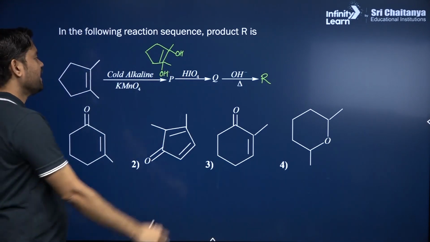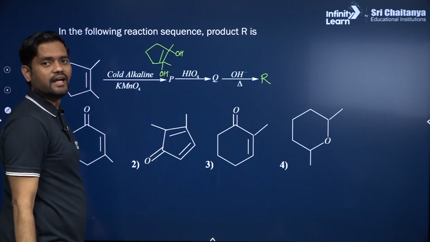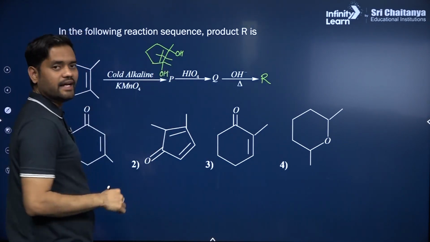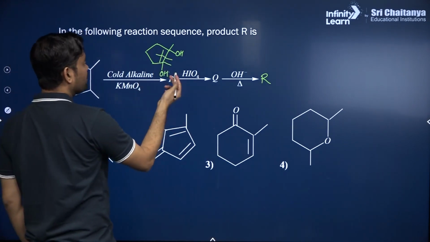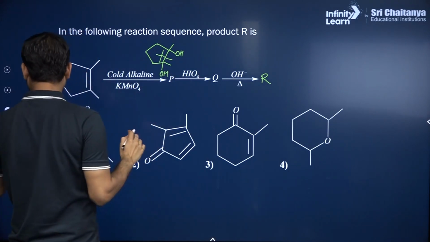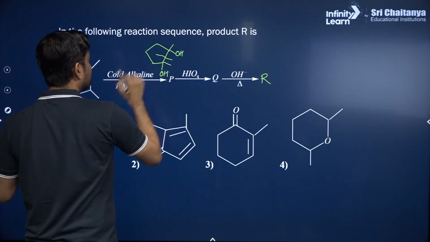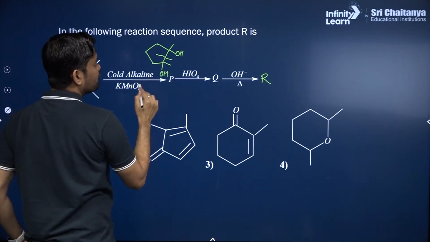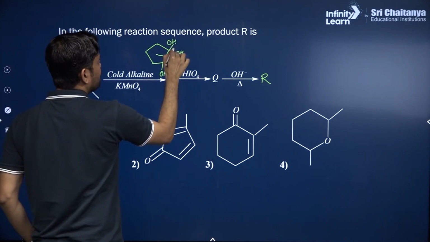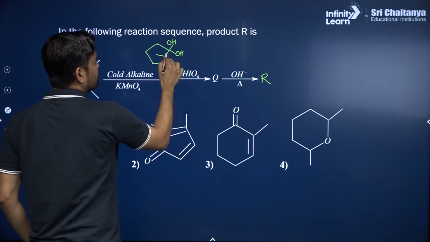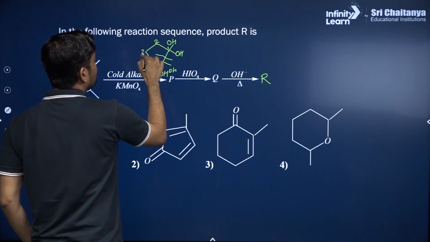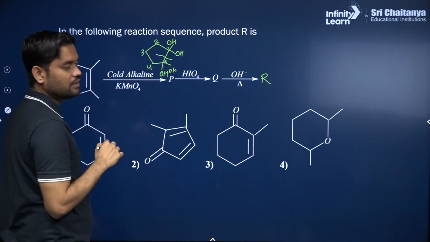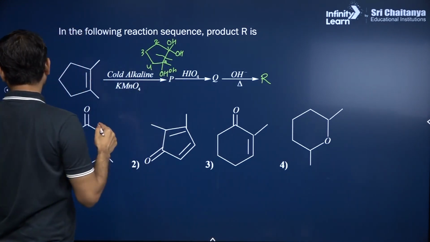Then HIO4. HIO4 simply means what? You have to break the bond. Wait a sec, this double bond should not be there. Yes. So HIO4 means you have to break the bond and add. Shortcut is add OH both sides. Numbering 1, 2, 3, 4, 5. Clear? Or let me draw this thing very clearly.